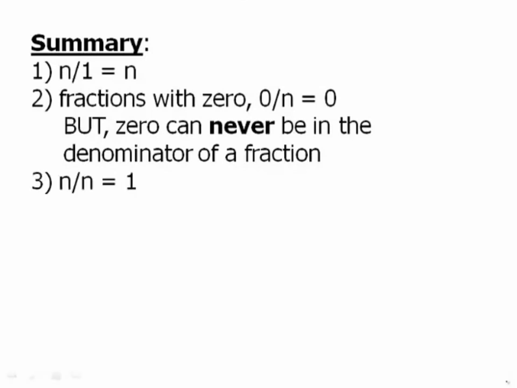We talked about the rule n over n equals 1, and again, how this will be very important as a multiplier. We can always multiply by n over n, because when we're multiplying by that, we're multiplying by 1. And finally, we talked about the properties of reciprocals.